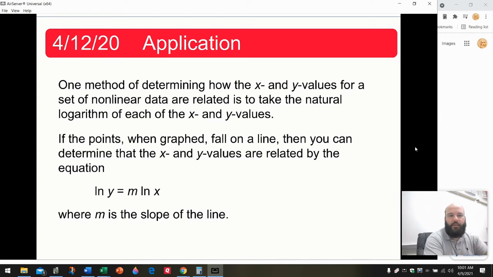unknown. So it says one method of determining how the x and y values for a set of nonlinear data are related is to take the natural log of each of the x and y values. Now, let me give you some background really quick on this.